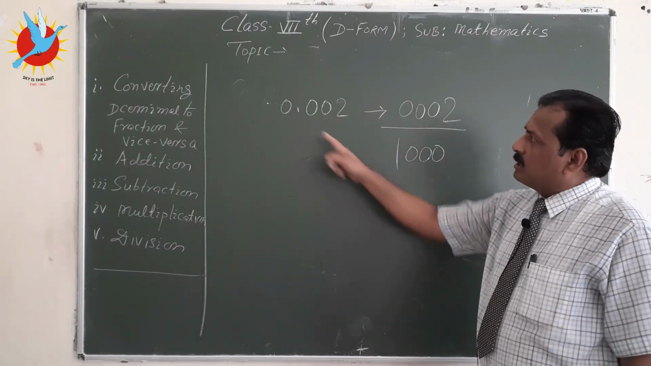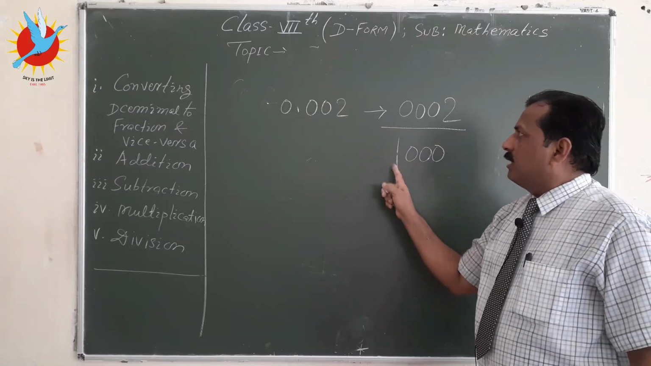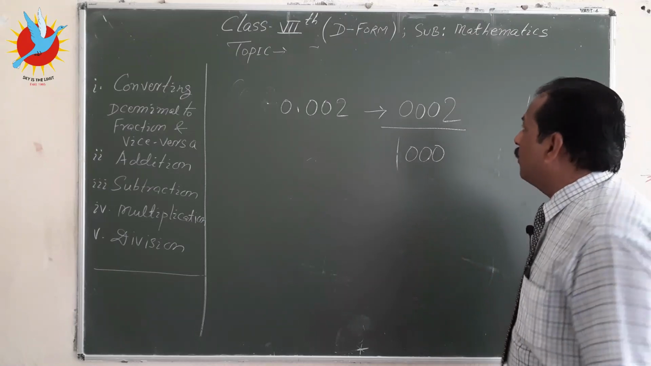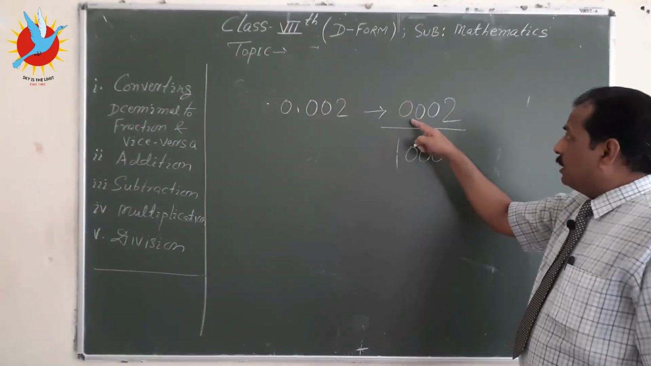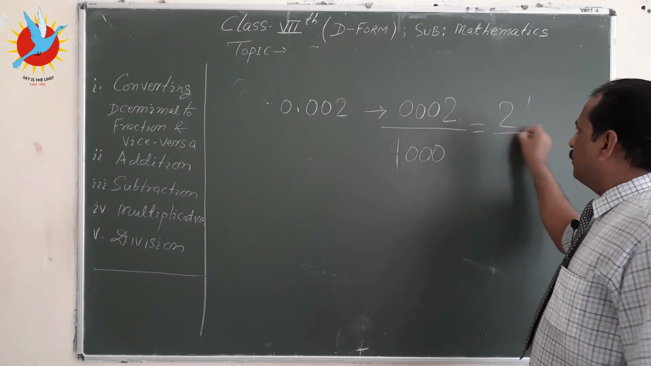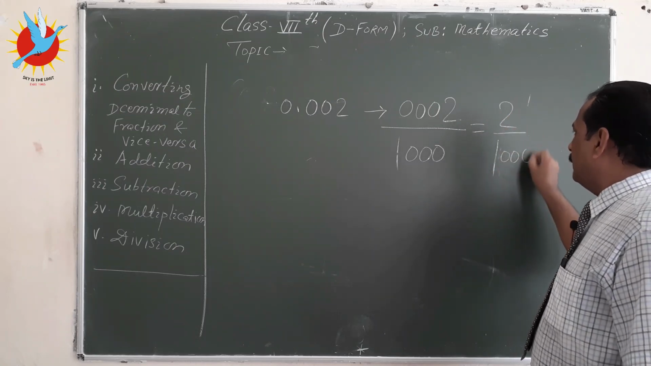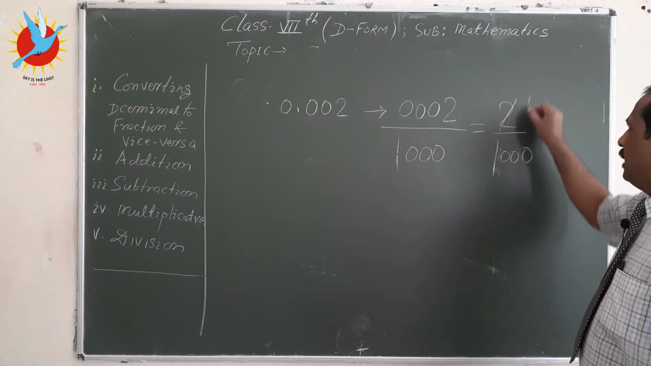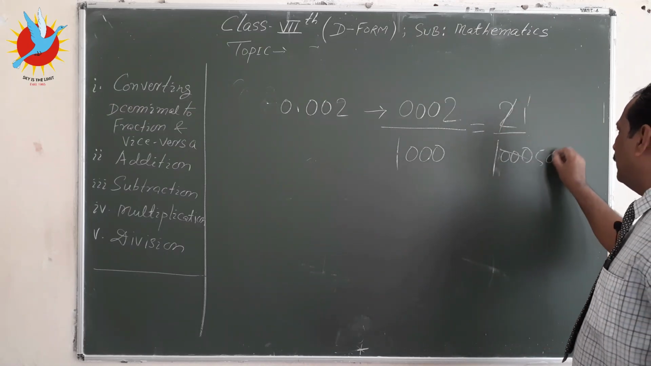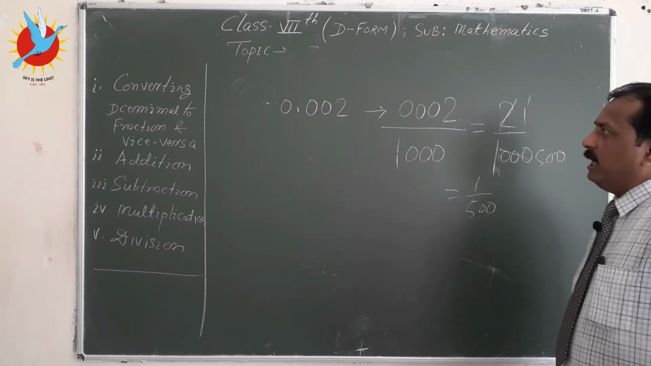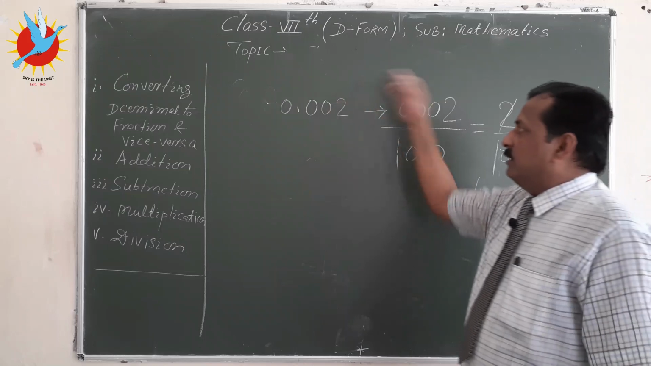So you can also consider this one is for decimal, and then number of digits 1, 2, 3. So 3 zeros are there. Now come to this part. This 0, 0, 0, 2 means only 2, and therefore this is 2 by 1000, and you can further simplify, and 1 by this is 500. So this is 1 by 500, and this way we can convert decimal into fraction.